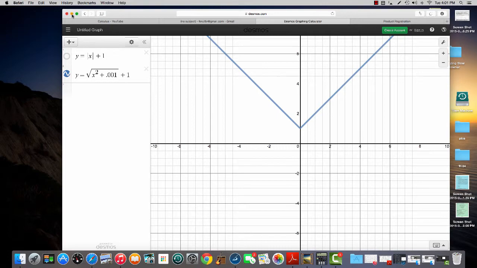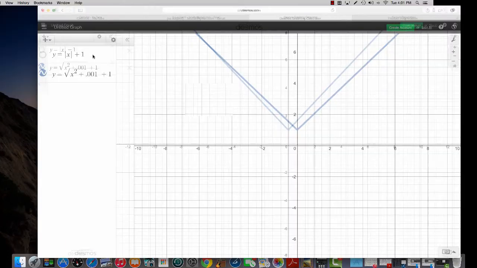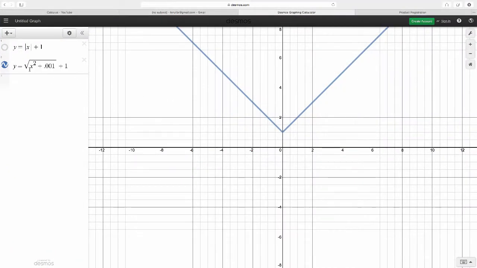Alright, here I just want to look at two functions that look almost identical from a distance, but whose behavior is very different at x equals 0. So I've got absolute value of x plus 1, and then I've got the square root of x squared plus 0.001 plus 1. Now in this graph, they look exactly the same, at least from this distance. So if I just unhighlight them, you can see they look exactly the same.